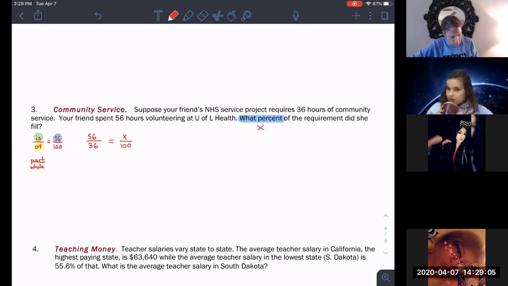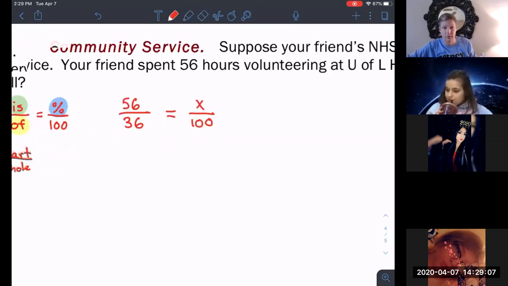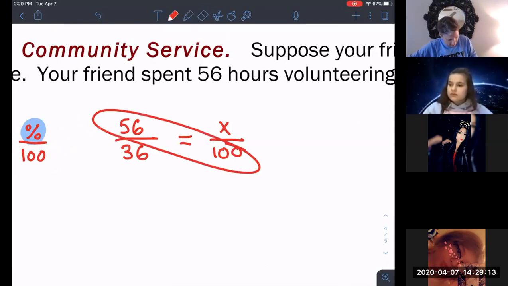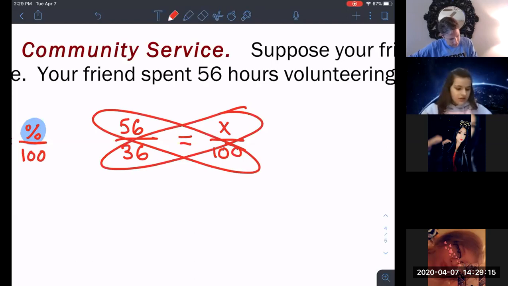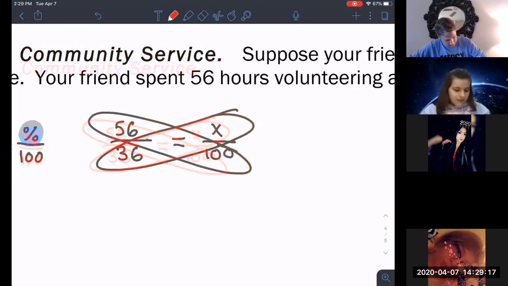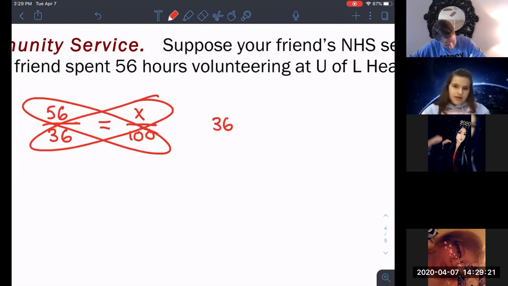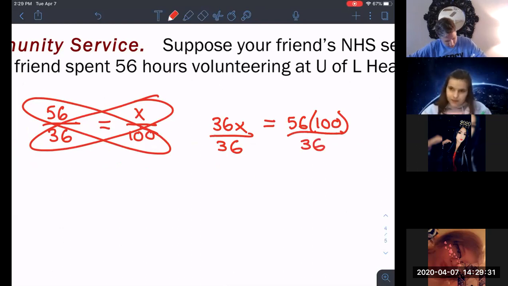All right, so let's go ahead and solve this. We're expecting to get a percentage that is higher than 100, and if we do, then we know we did it right. We're going to write our cross products down: 36 times x equals 56 times 100. We're going to divide both sides by 36 to solve for x.